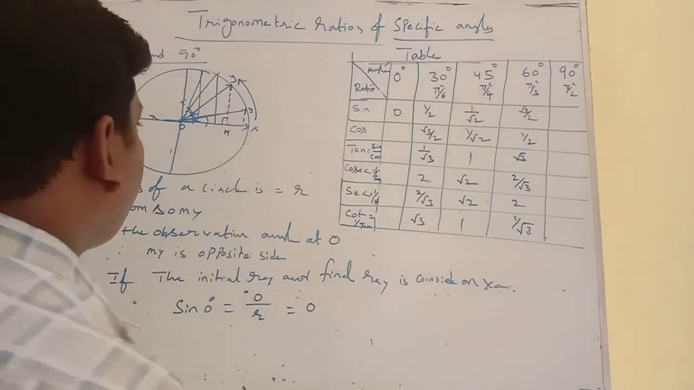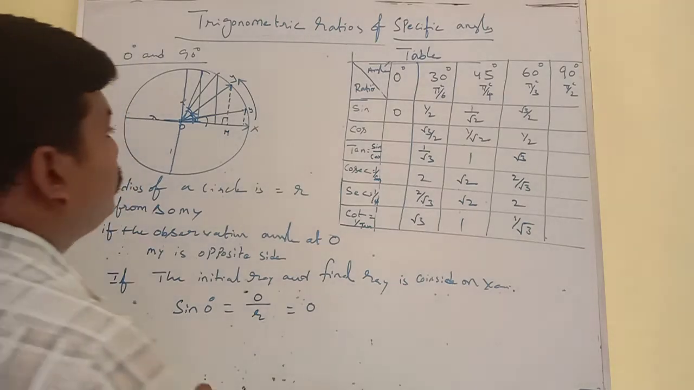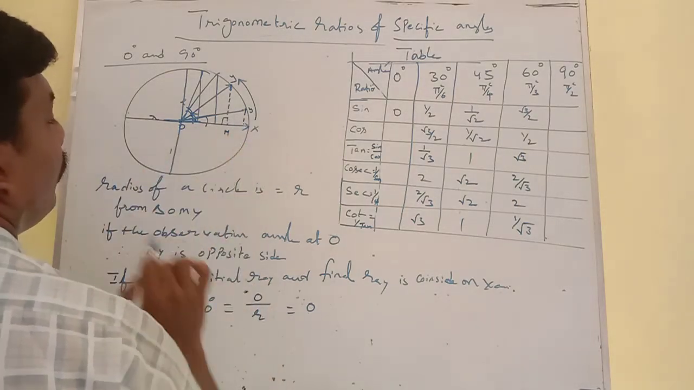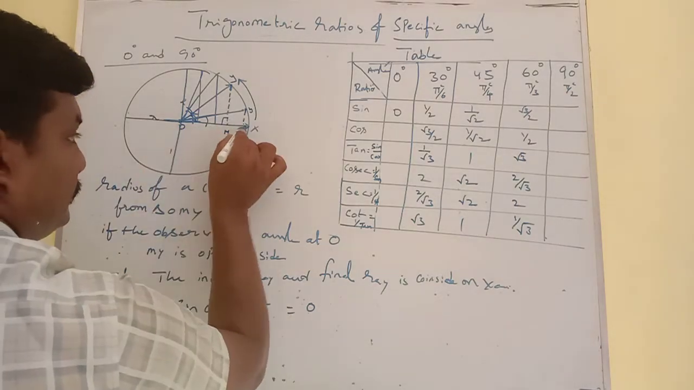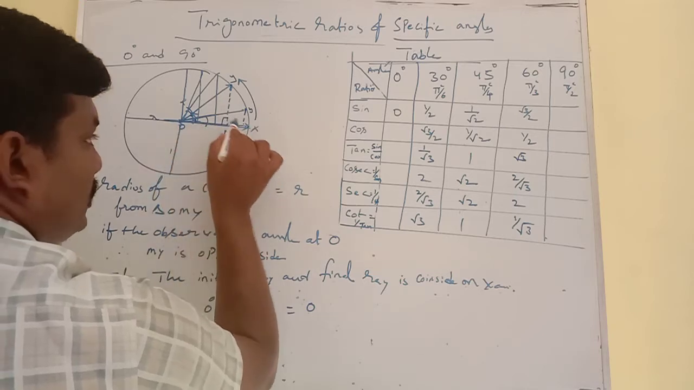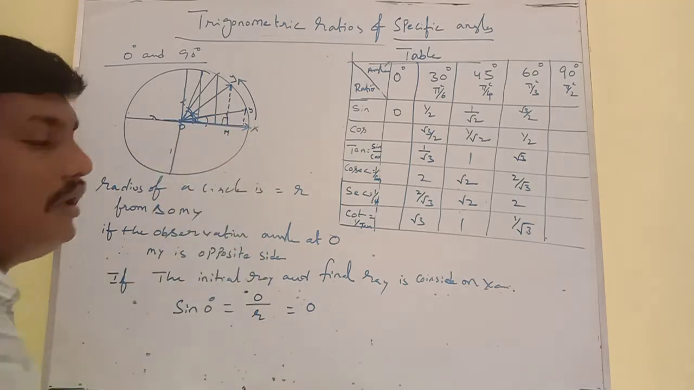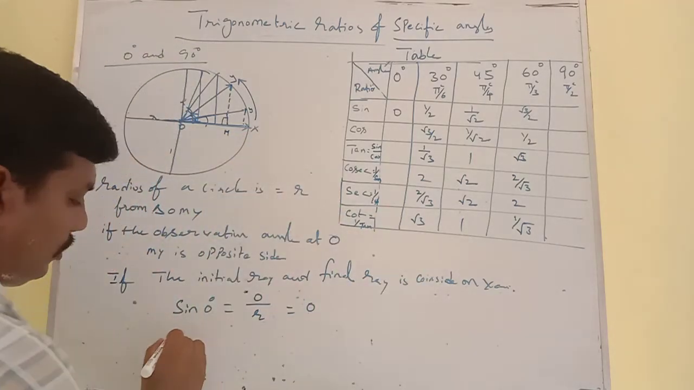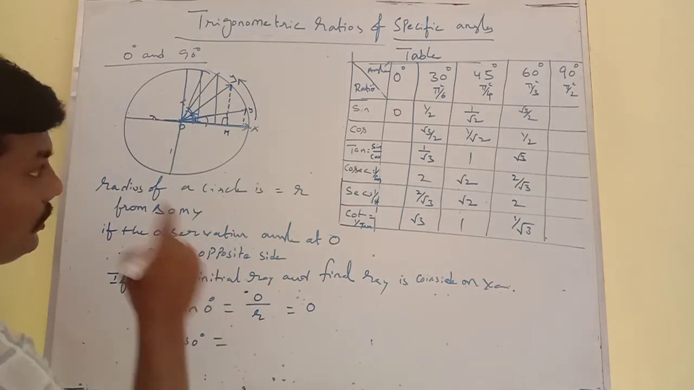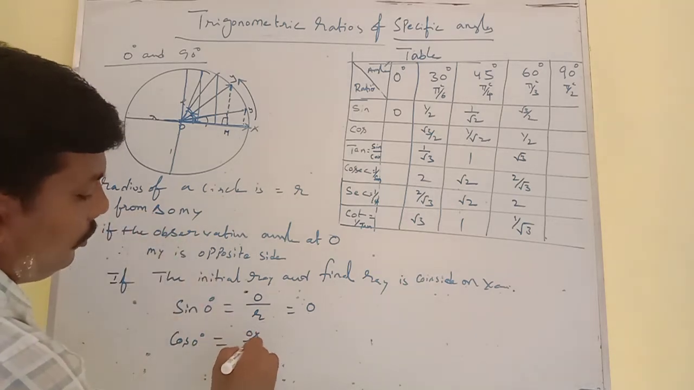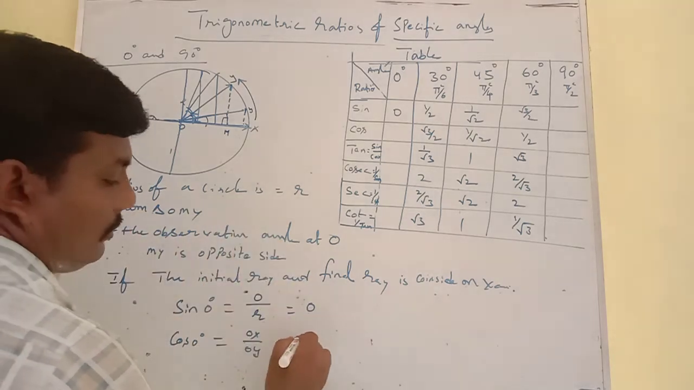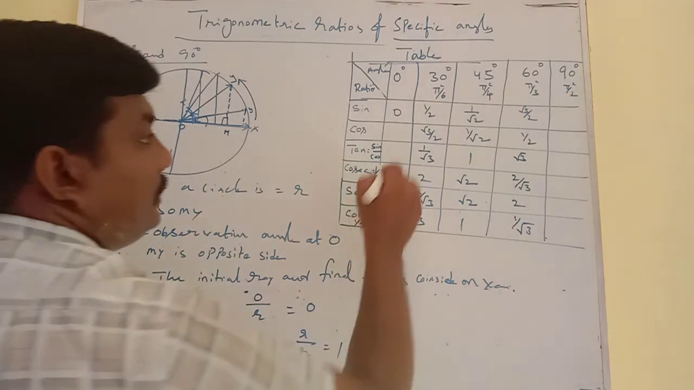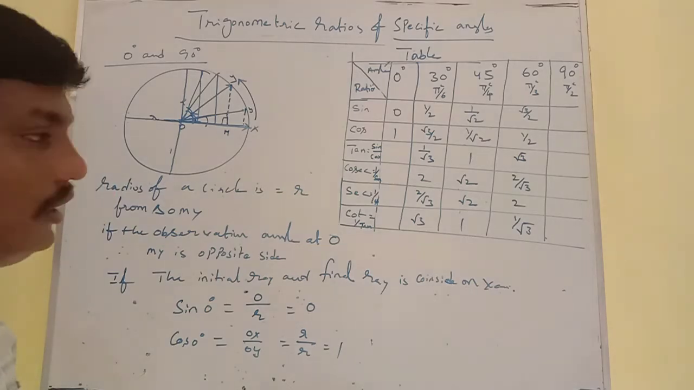Okay, so what about cos in this particular situation? Cos is nothing but the adjacent side. The opposite side will be 0, but the adjacent side is never 0. The adjacent side OX is nothing but the radius. Then cos 0 degrees is equal to OX by OY. OX is the radius, OY is always the radius. That is equal to 1. Cos 0 is 1.